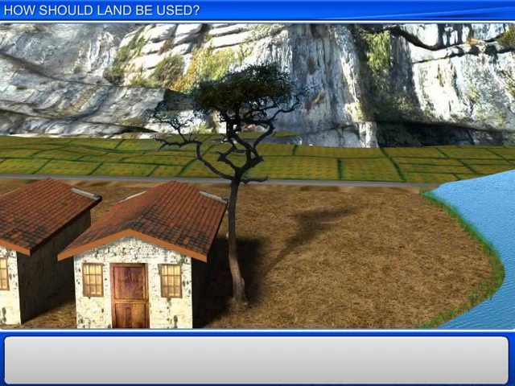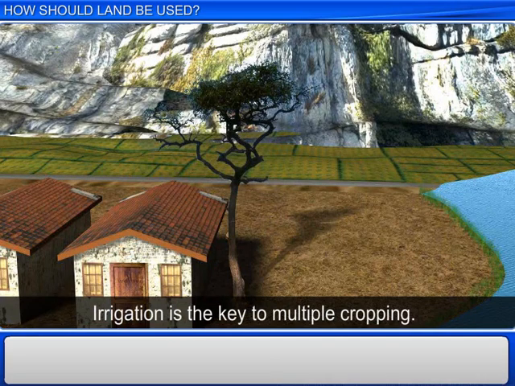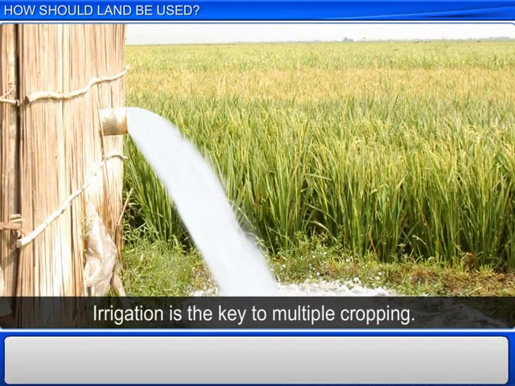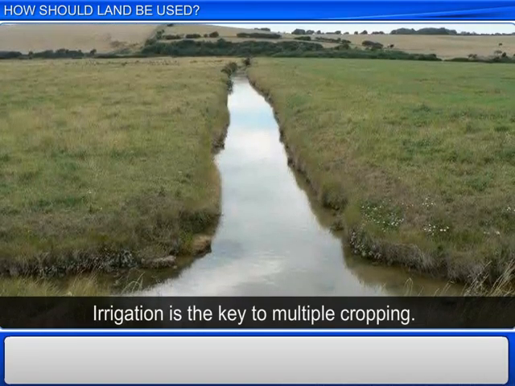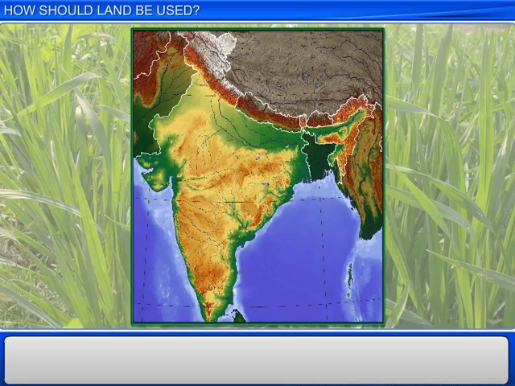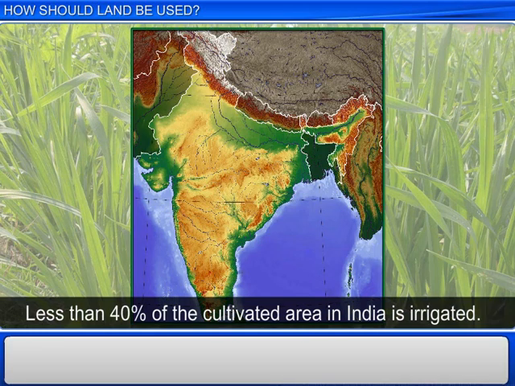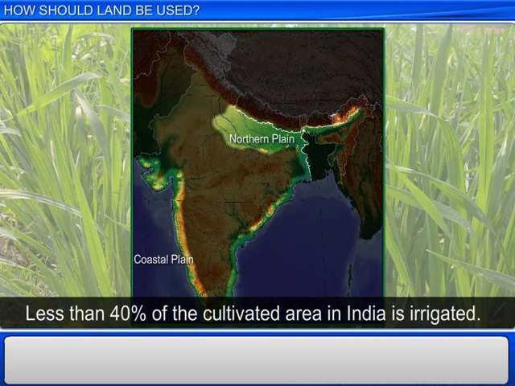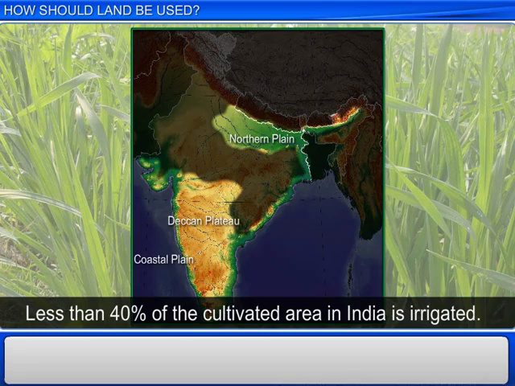Farmers in Palampur can grow multiple crops in a year because they are not dependent on rains for irrigation. They have access to electric-powered tube wells to irrigate their fields. All villages in India are not as fortunate as Palampur. Less than 40% of the cultivated area in India is irrigated and is primarily in the northern and coastal plains. In regions like the Deccan Plateau, farmers are still largely dependent on rainfall for cultivation.